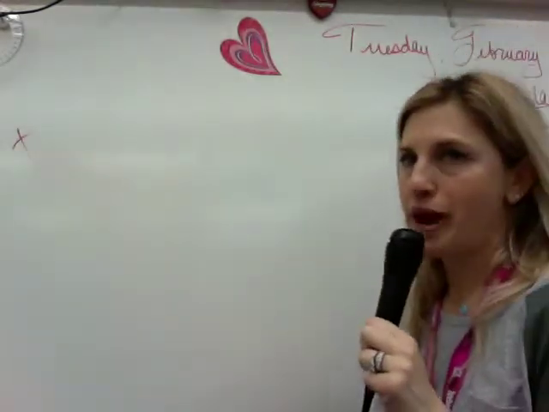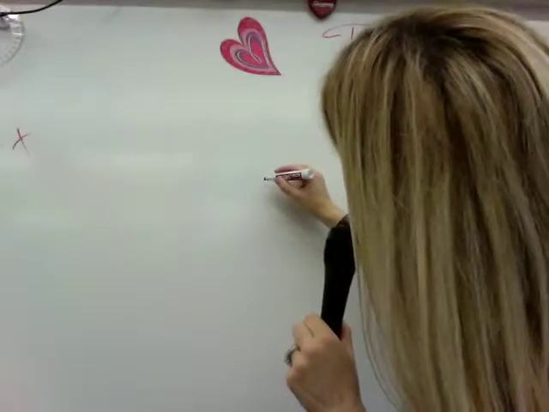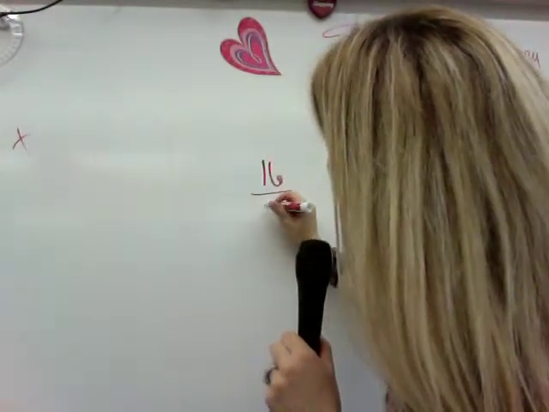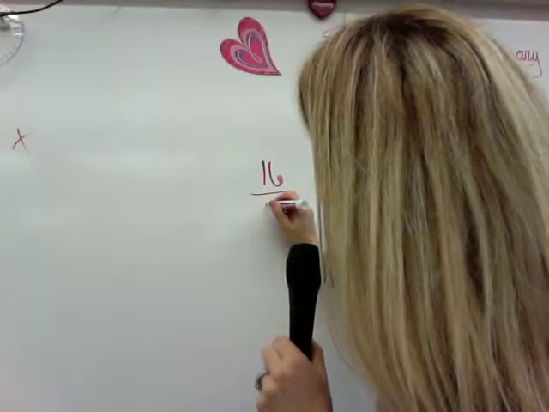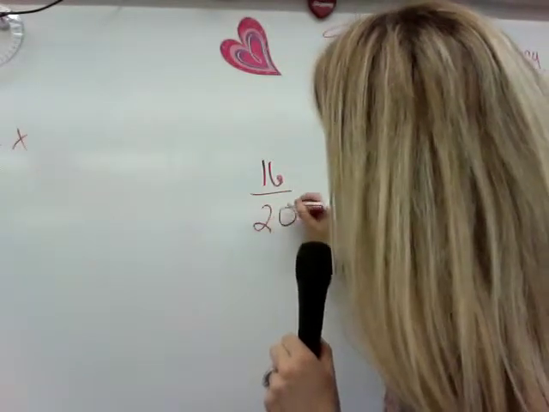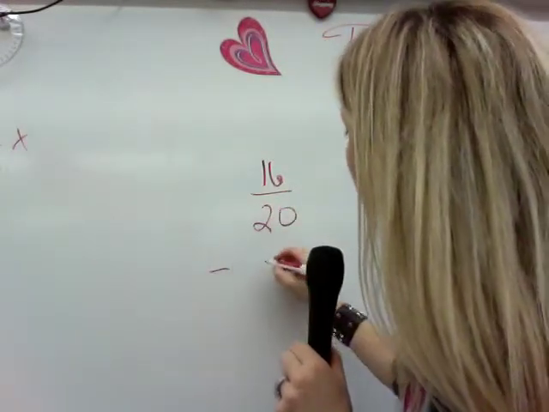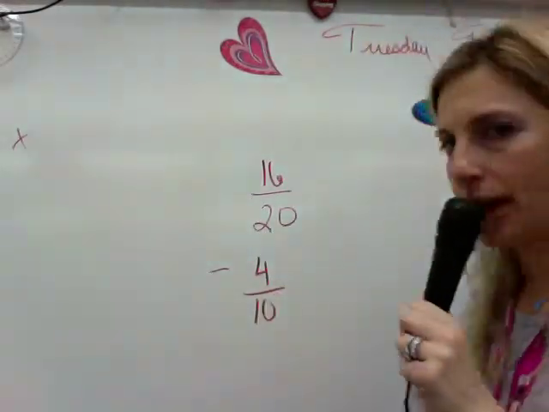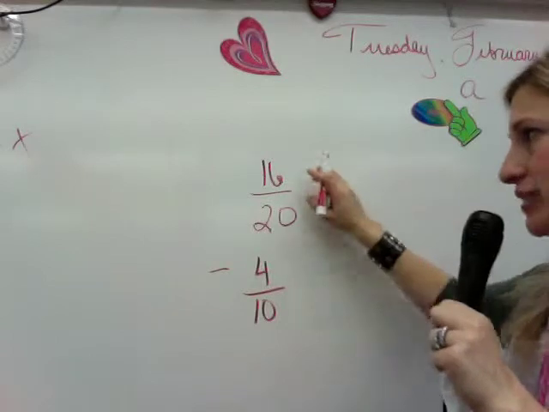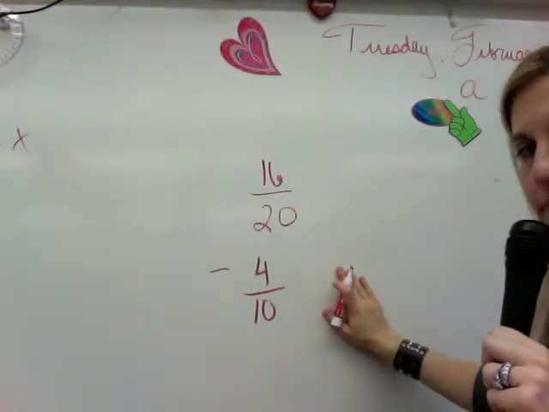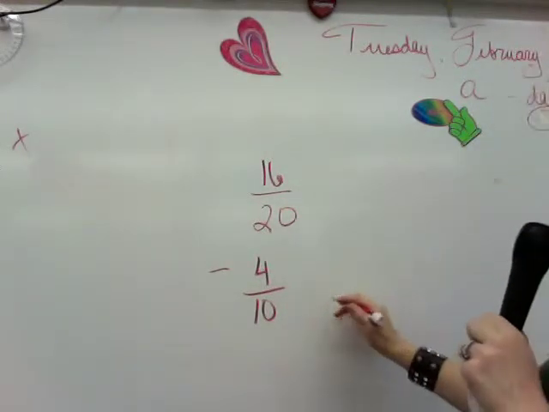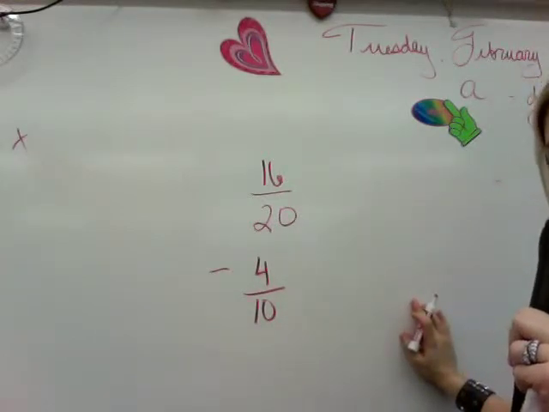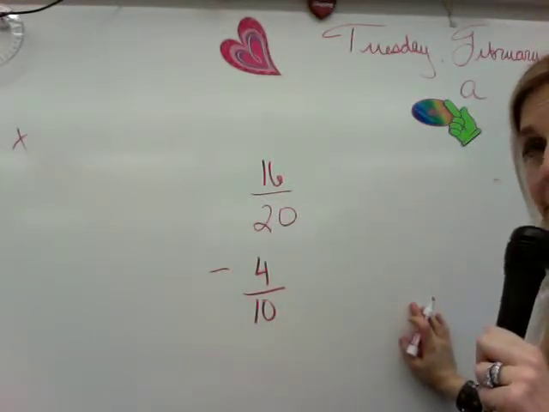I'll do one more problem. Now, I'm going to simplify both of these first because it's a lot easier. I could multiply 20 times 10 and they both go into 200, and I could sit here at the end of the time and just mess around.